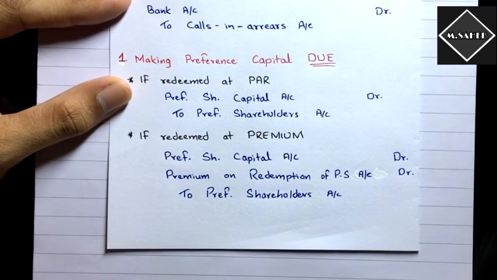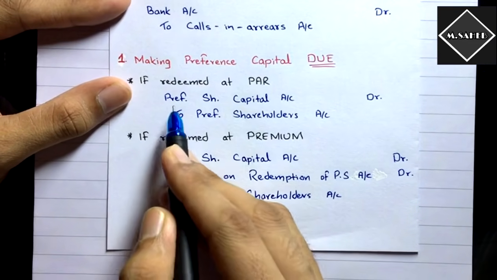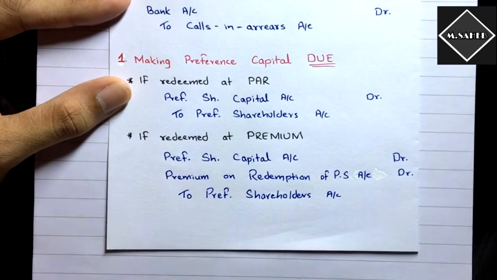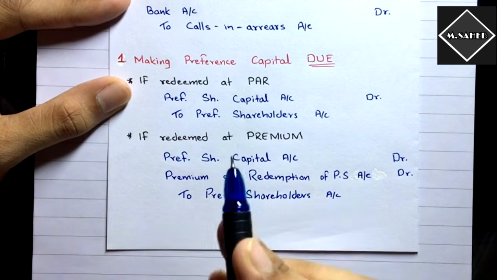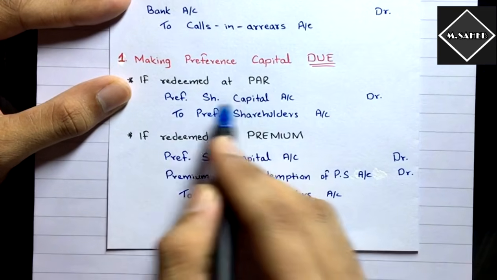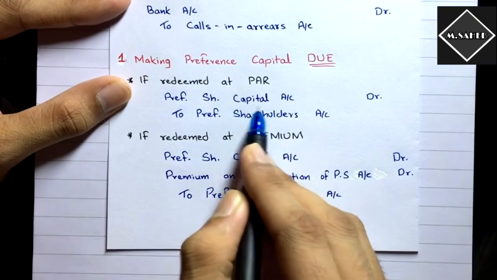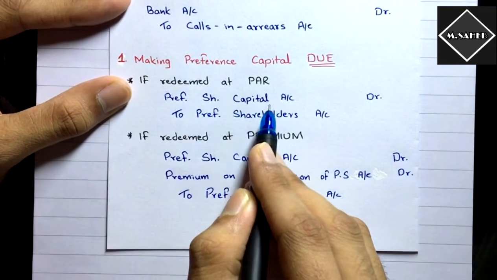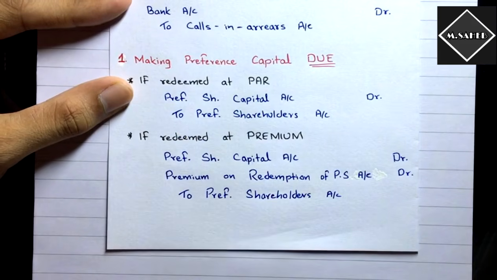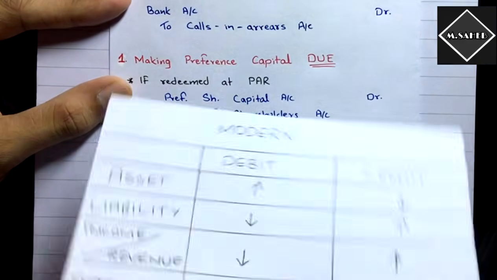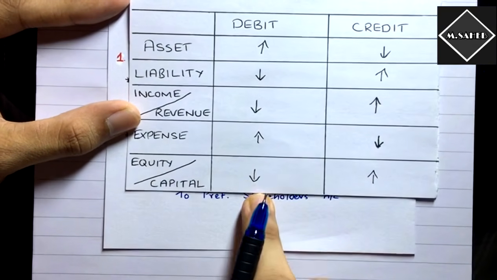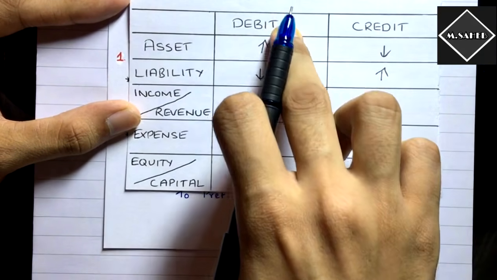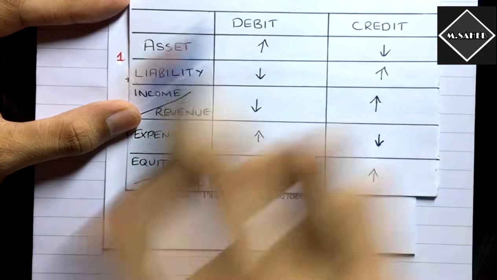See here, how do we pass this entry? It's very simple. Preference share capital account debit. Why are we debiting preference share capital account? Because we are making the redemption. This preference share capital is no longer going to be on our balance sheet. We have to scrap this off. We have to remove the capital now because we are paying the preference shareholders, right? So in this due entry, we are reducing the capital. To reduce the capital, you have to debit it.